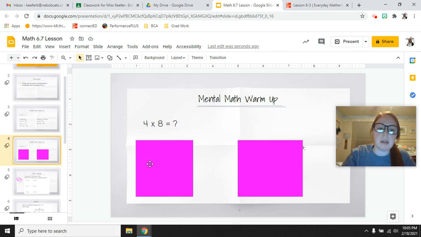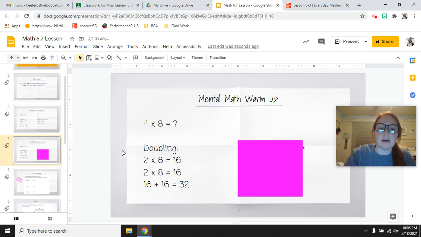All right, the first one we are going to look at is also doubling. Just like with 3 times 8, we are going to cut the 4, so the factor 4. So 2 times 8 and 2 times 8, which equals 16. Then we would do 16 plus 16, which would equal 32. Check to see if you used the doubling strategy. Is that how you solved it? Another way you could do it would be if you cut the 8 in half, you could do 4 times 4 and 4 times 4, and it'd still give you the answer 32.